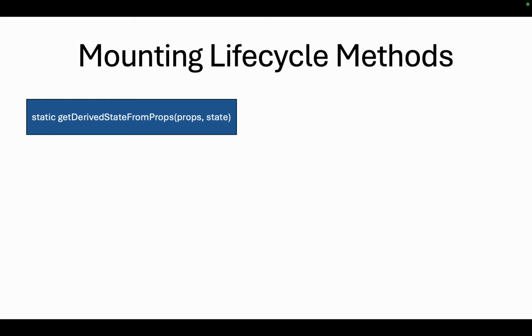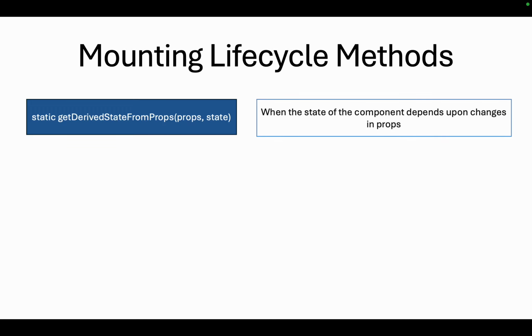First of all, the updating phase method available is a static method, same as we discussed last time, getDerivedStateFromProps. It takes two input parameters, props and state. When the state of the component depends upon changes in the props, it lets you update the state with the help of props. Any states that are dependent on the props, it's recommended in those scenarios to use this method and update your states.